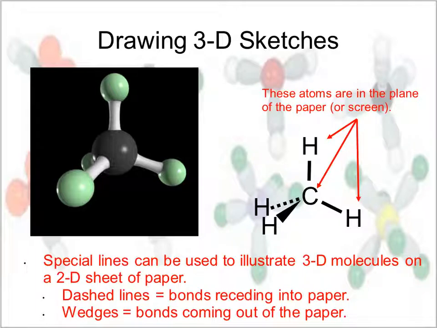So, once you know the geometry, you can actually draw 3D sketches with these little wedges and these little dashes and whatnot. The dashes are telling us that they're going into the page, and the wedges are saying they're coming out of the page, whereas the regular lines are in the same plane as the page.